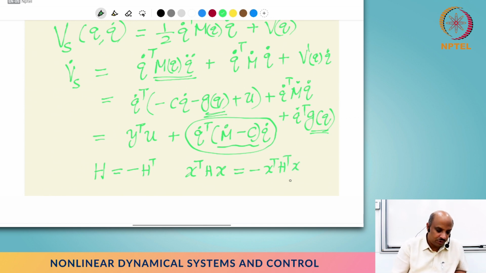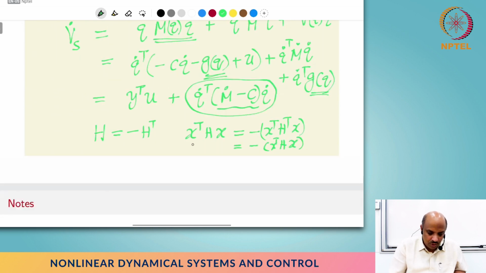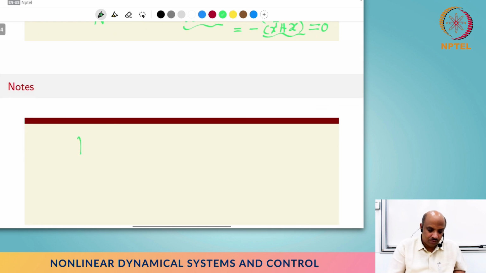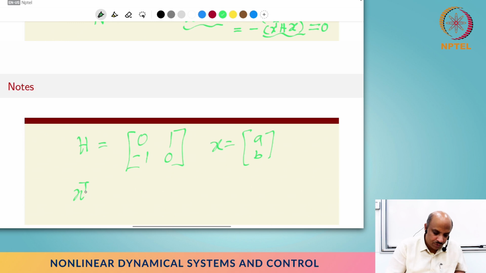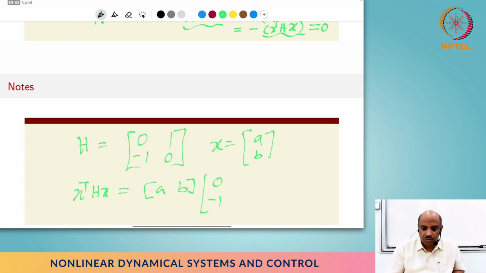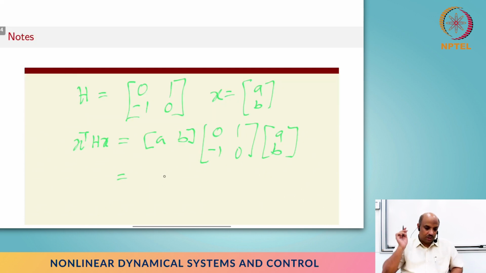And if you are not convinced, let's take a very simple 2 by 2 matrix, 0 1 minus 1 0, and x to be, I don't know, a b. So x transpose Hx is going to be a b times 0 1 minus 1 0 times a b, which is minus b a times a b, which is going to be 0. So nothing surprising. Essentially what we showed is that this part is going to go to 0, and therefore we will be left with V dot is equal to u transpose y, which implies that the system is passive, right?